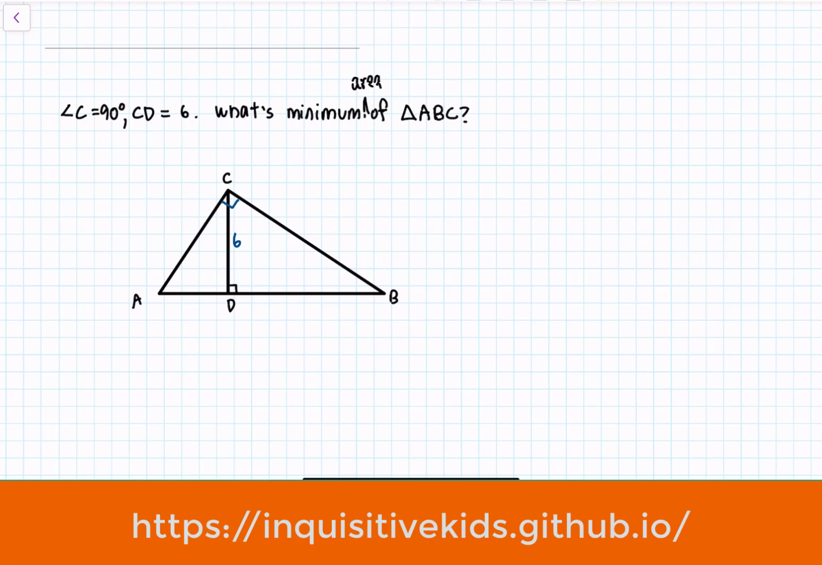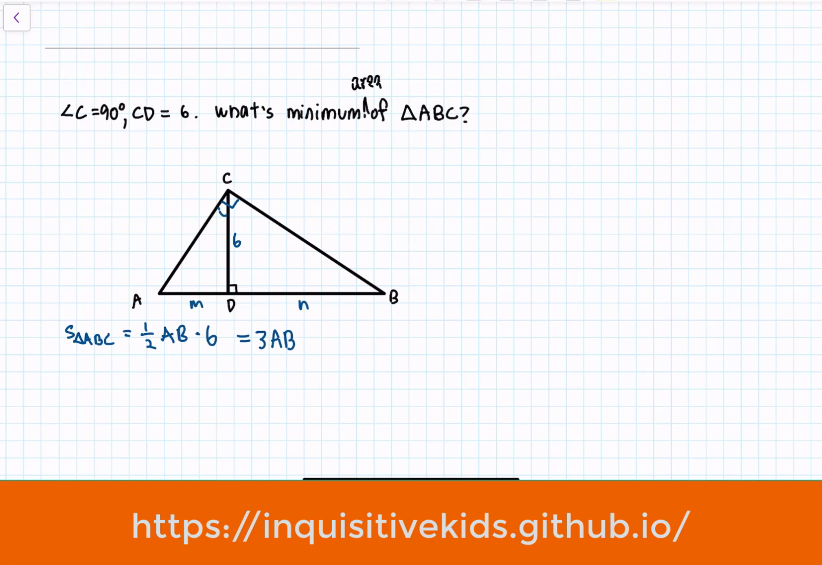Here, we can represent the area of ABC as 1/2 of the base, which is AB, times the height, which is 6. This is the same thing as 3AB, which means that if we find out the length of AB, we can calculate the area of triangle ABC. So, how can we find the length of AB? Well, we can let AD equal m and DB equal n.